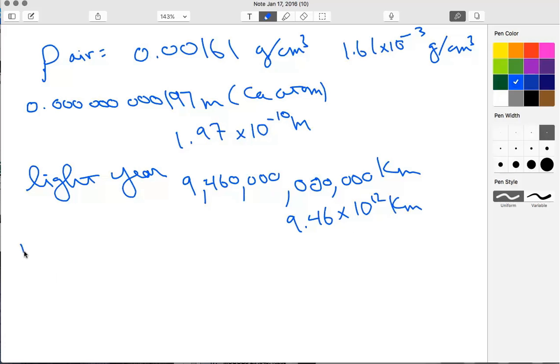And the mass of a neutron, what is the mass of a neutron? This is just some practice for you.